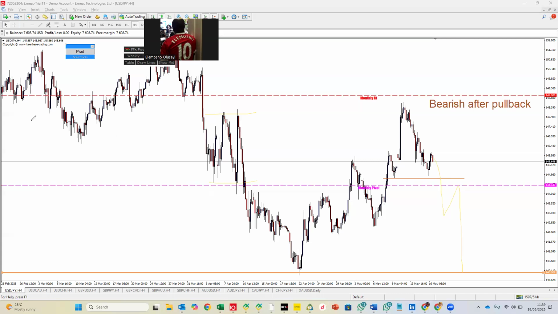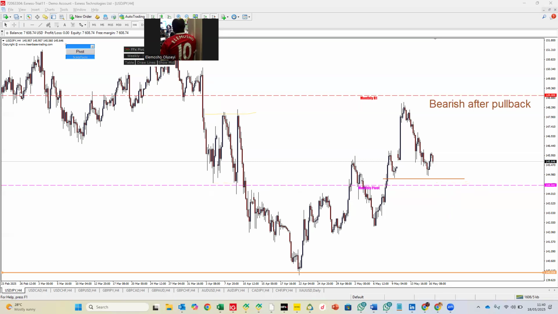So depending on what happens in the course of the week, I'm looking forward to a sell, not necessarily a buy, on the USD Japanese yen, unless USD becomes very strong. When it becomes very strong, then this is where we want to really look for a buy position. This area is where we want to look for a buy position.